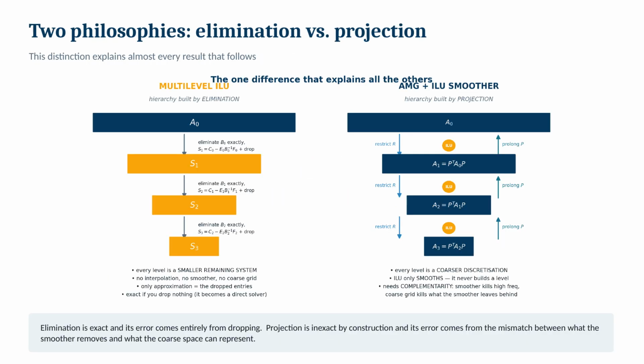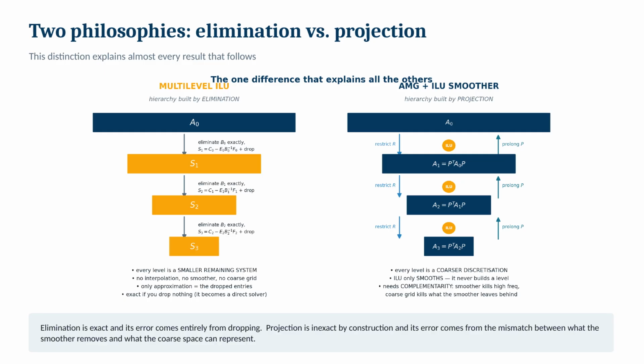Before the details, the shape of the thing. On the left, elimination. You pick unknowns, you eliminate them exactly, and what's left over, the Schur complement, becomes the next level. The hierarchy is a consequence of elimination. Level 3 isn't a coarser grid, it's the unknowns you haven't dealt with yet. On the right, projection. You choose a prolongation operator P, and the next level is the Galerkin product R A P. That level is a coarser discretization, and it's meant to represent smooth error. There's a smoother on every level whose job is the error the coarse grid can't represent.